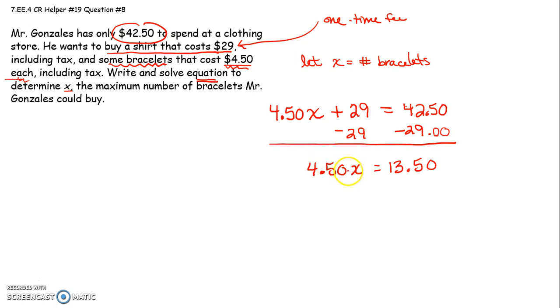To get x all by itself, I wanted to have a coefficient of 1. So if this is multiplication going on between these two numbers, I undo multiplication with division. So on the left and right-hand side, I'll divide each side by the number in front of x. 450 divided by 450 is a fancy form of 1. 1 times x is x equals. Then I have to take 1350 divided by 450. And I find he can buy a maximum of 3 bracelets.